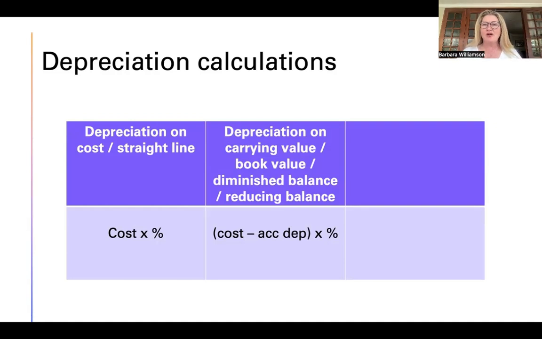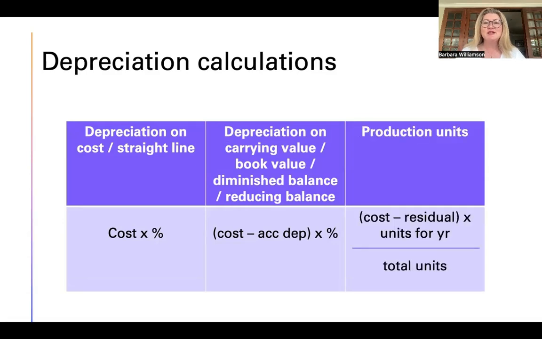And for most of our assets, the revenue would be generated evenly across that period, and therefore it makes sense to depreciate it evenly across that period. If, however, it would have more revenue in the early years, then you would want to use the depreciation on carrying value. The third method, which is only going to be examined from 2024, is your production units method.